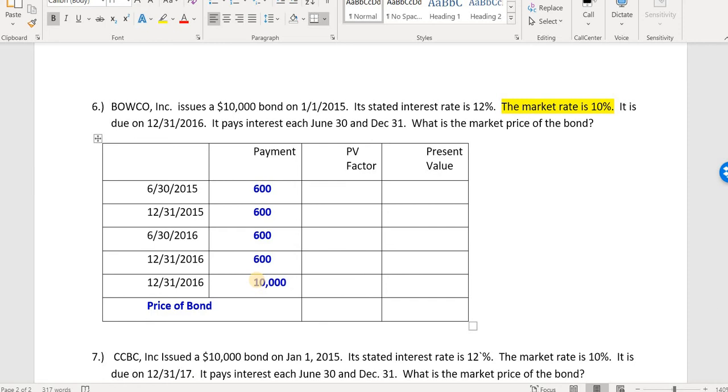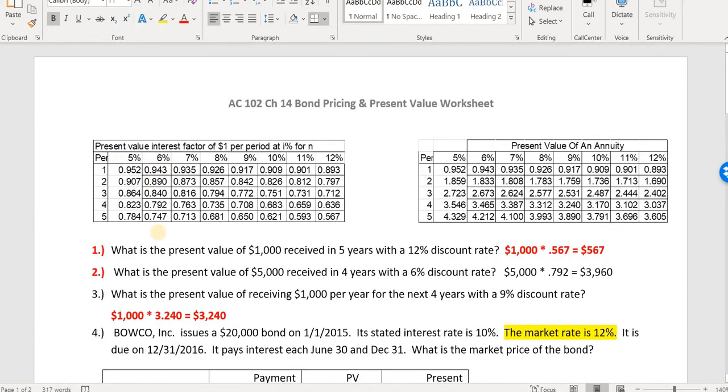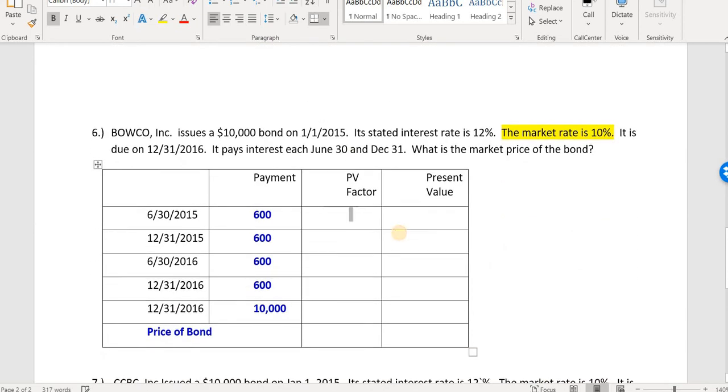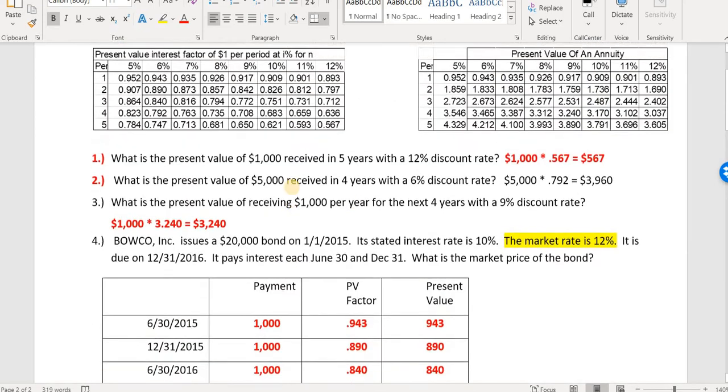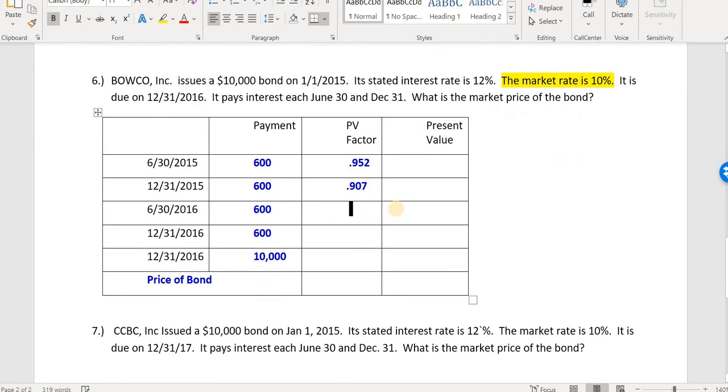Okay, now let's bring it back to today. Market rate's 10%, so we're going to use the 5% column. 0.952 and 0.907. What are my last two factors? 0.864 and 0.823. And we can use 0.823 for the last one too. Okay? So let's add all this stuff up and see what you did.